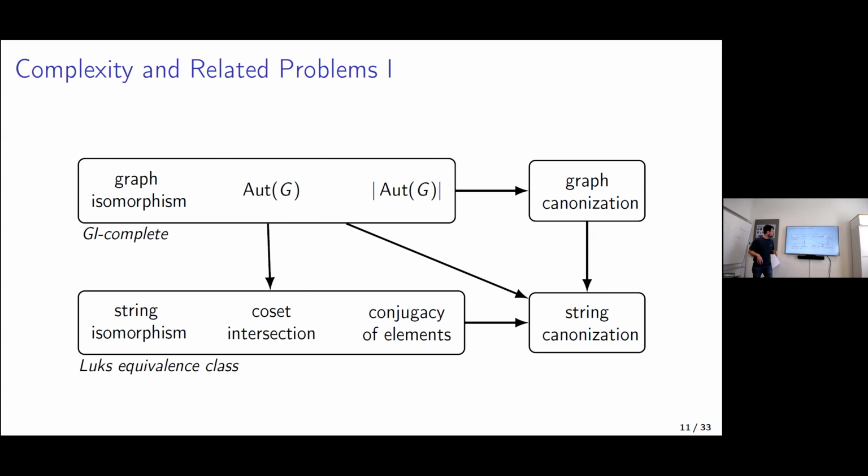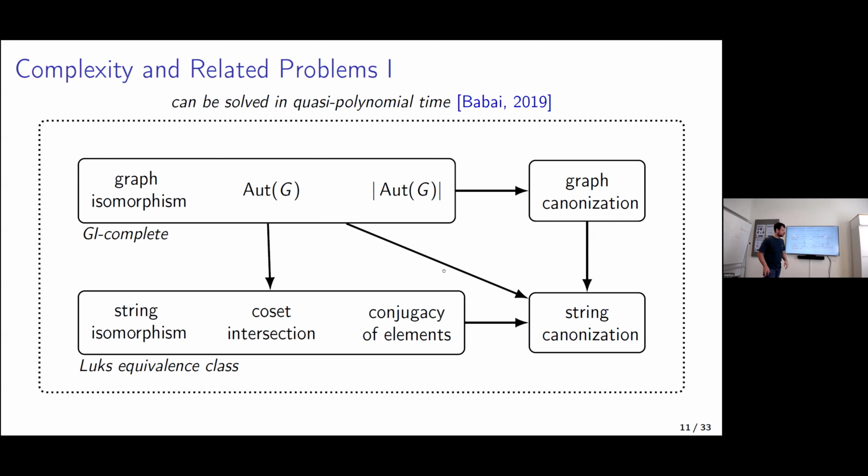And the way to read this slide is if there is an arrow here, this means polynomial time reduces to. So there are more related problems that are close to graph isomorphism. But the only thing I want to say here is that you've probably heard of the breakthrough result of Babai. What it actually shows is that all of these related problems can be solved in quasi-polynomial time. And the major open problem in this area is whether graph isomorphism can be solved in polynomial time.